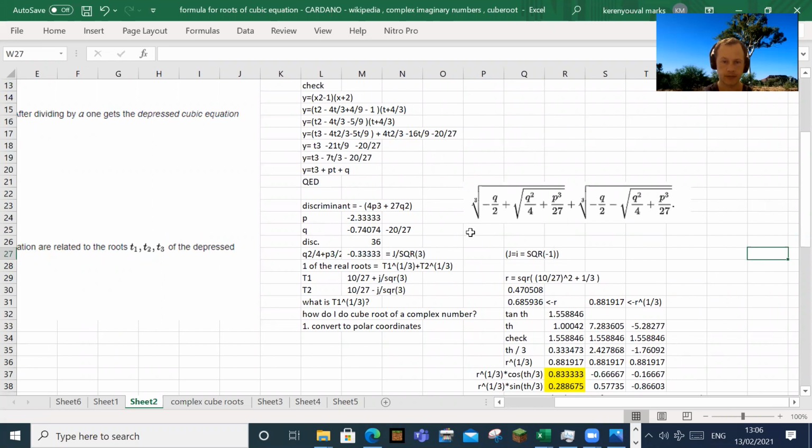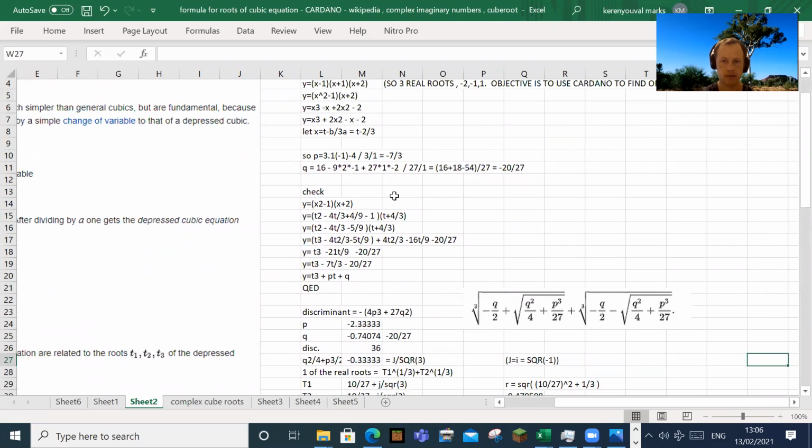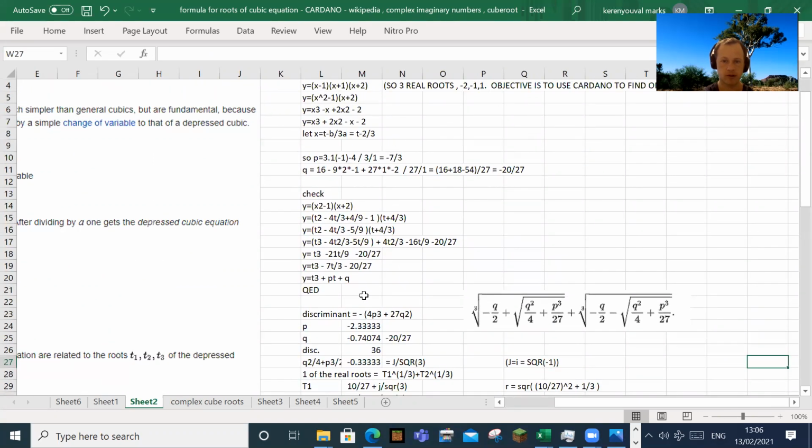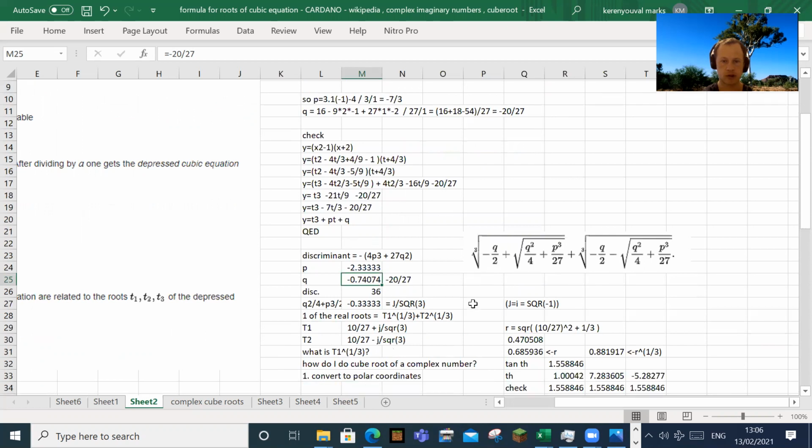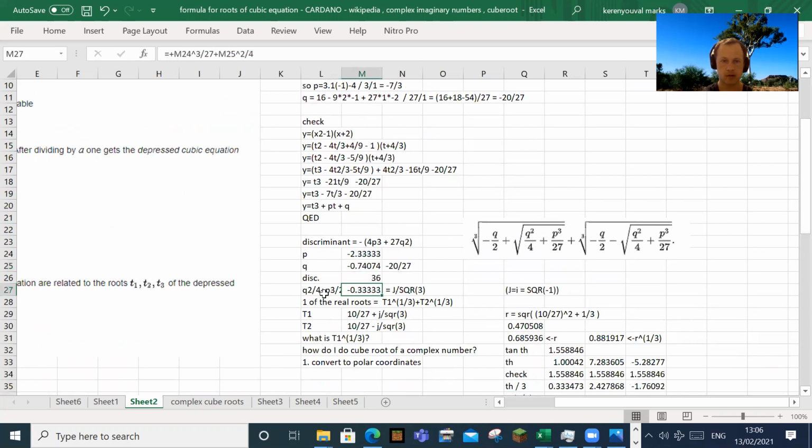So let's do it. So we said up here, P is minus 7 over 3, Q is minus 20 over 27. So there you go. P is minus 7 over 3. Q is minus 20 over 27. Okay then. So what's Q squared over 4 plus P cubed over 27? Here it is. Q squared over 4 plus P cubed over 27 equals this. Equals that. And it equals minus a third. Interesting, it comes out quite nice.